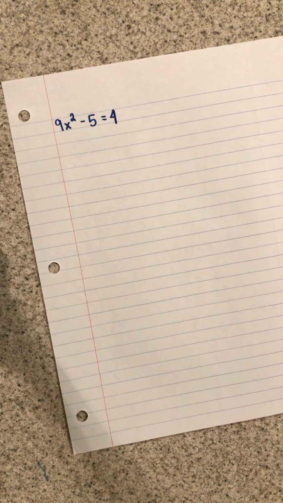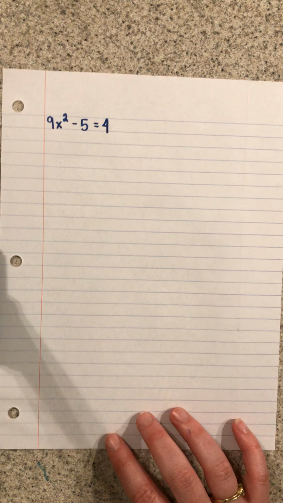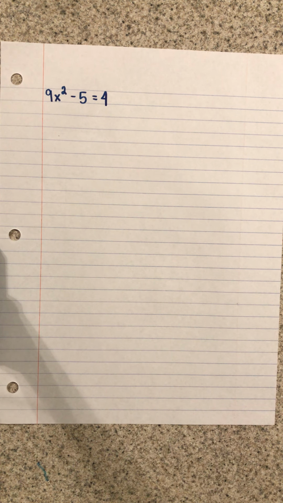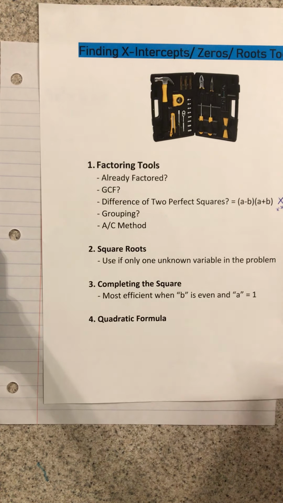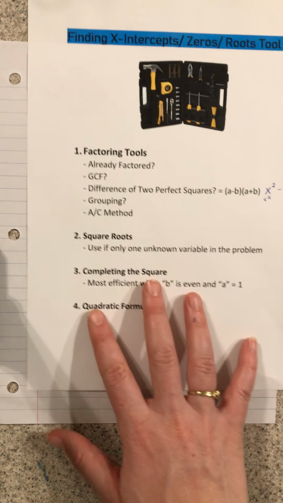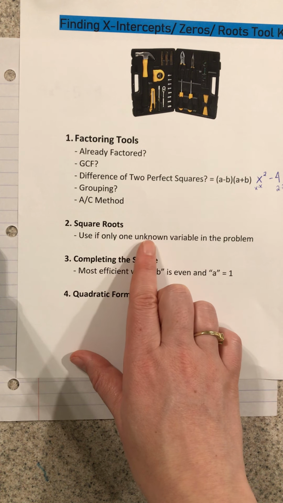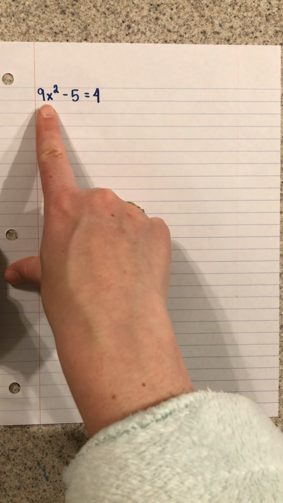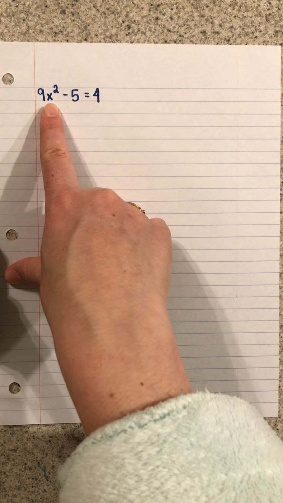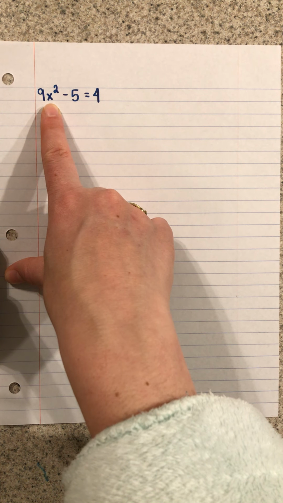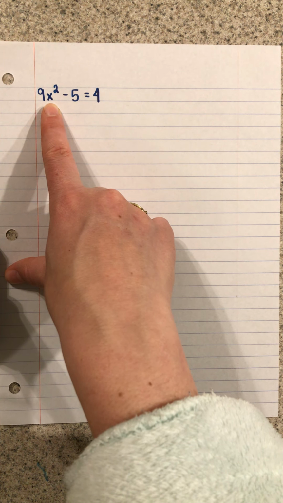In closing, we're going to look at this example. 9x squared minus 5 equals 4. Now, rather than going through every tool, I'm just going to jump right down to square roots. Use if only one unknown variable is in the problem. I can clearly see there's just an x squared in the problem, just one unknown. So I can solve this problem using square roots.